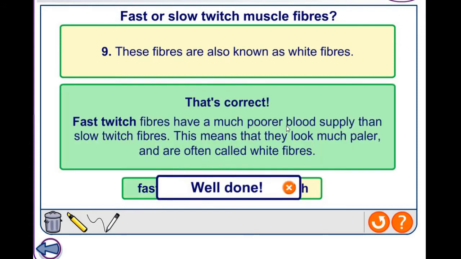They'll be fast twitch because they have a lot less myoglobin with them and they have a worse blood supply.